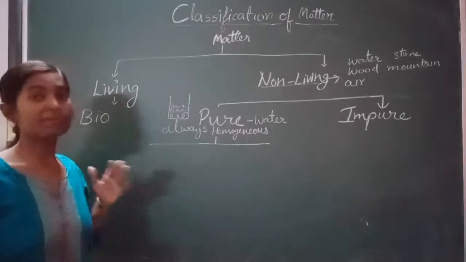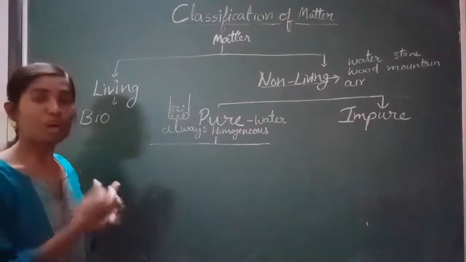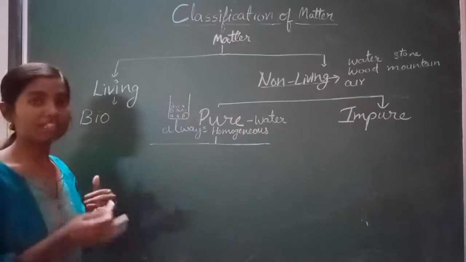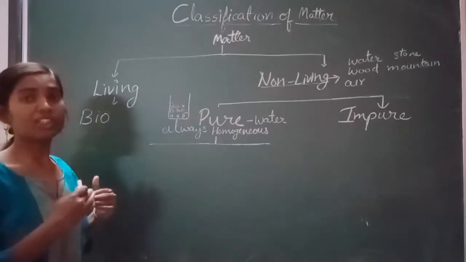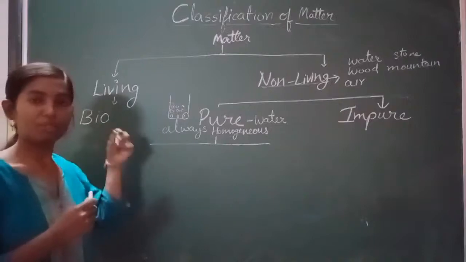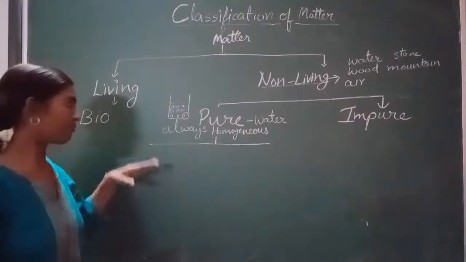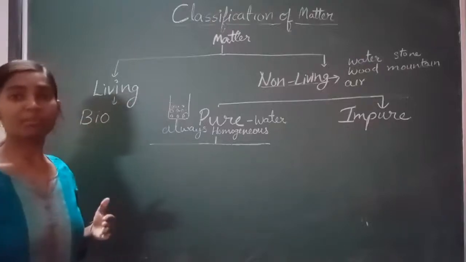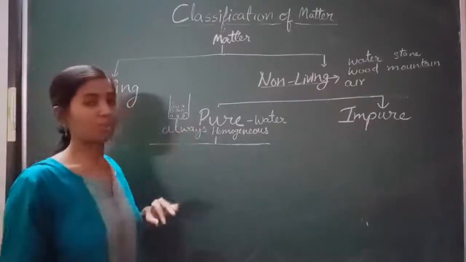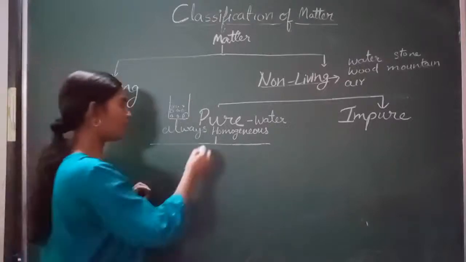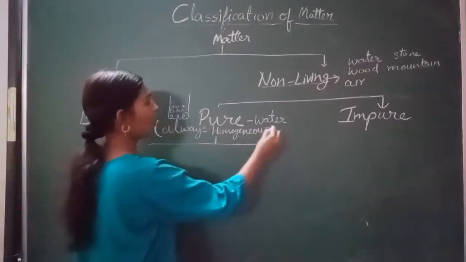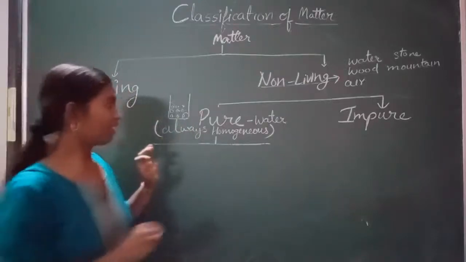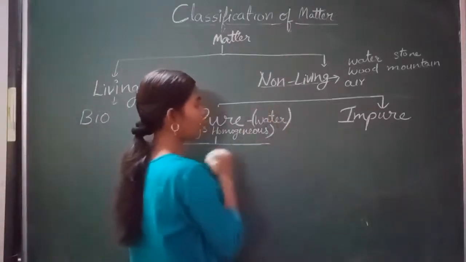That means it is pure, because throughout the substance, whatever matter I am taking, the chemical composition is the same, right from the top to the bottom. Like this water. That kind of thing which has the same chemical composition throughout is pure and always homogeneous. I hope you understood this. Pure water is an example of a pure substance.